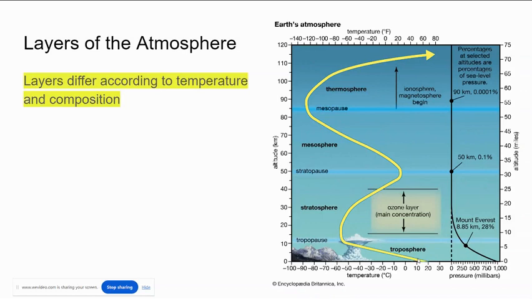So they differ according to temperature. Look at this red line. It shows that close to Earth, the temperature gets colder as you go up. That's temperature decreasing with altitude. And then it kind of goes straight up and then it increases. It gets warmer, then it stops and starts to decrease again and then increase again, right? And so scientists have decided that this is what we're going to refer to as different layers.